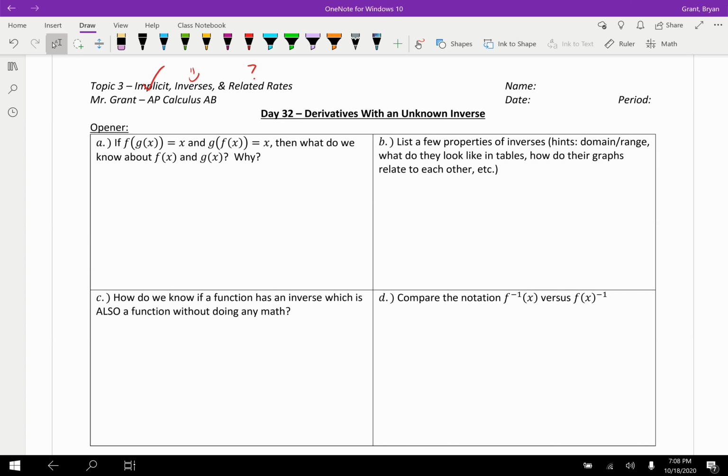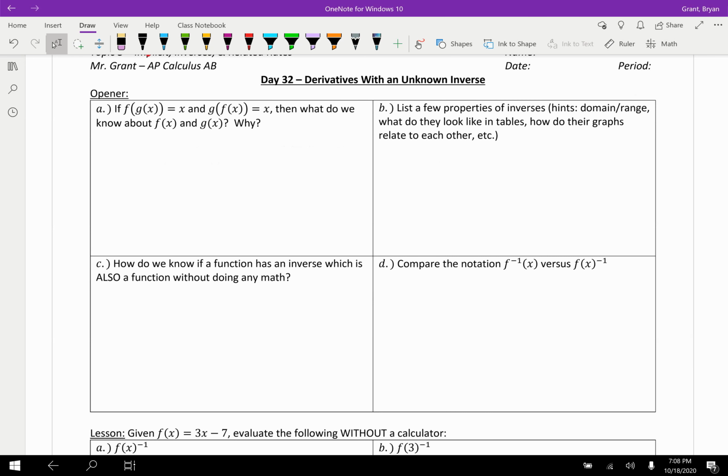And the nice part is this is actually the last formula you really have to memorize all year long. There are other things that you'll need to remember, but in terms of straight formulas, this is the last one. Let's get to it. You have an opener on here. Of course, it's going to have to do with inverses. So please go ahead and see what you can do with A through D, and then we will share out results at the end.